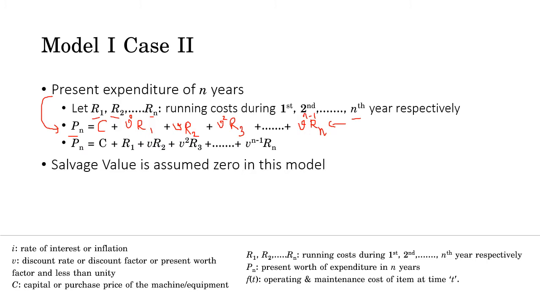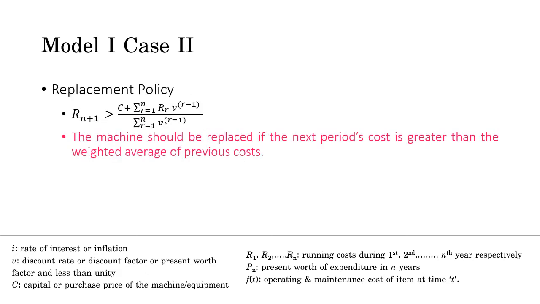In this model we are going to assume that the salvage value is 0. So this is the replacement policy of this case of model 1, and there is a mathematical proof. You can go through the mathematical proof in any book.